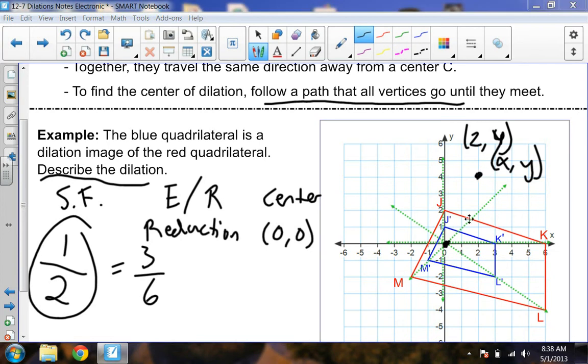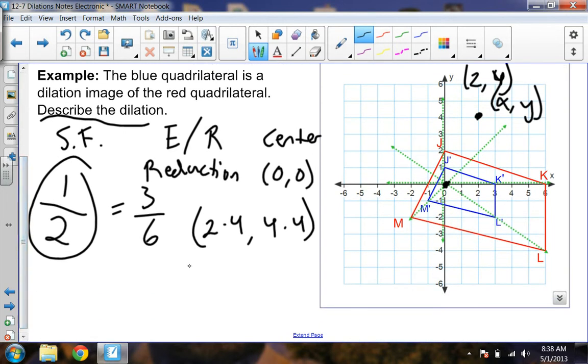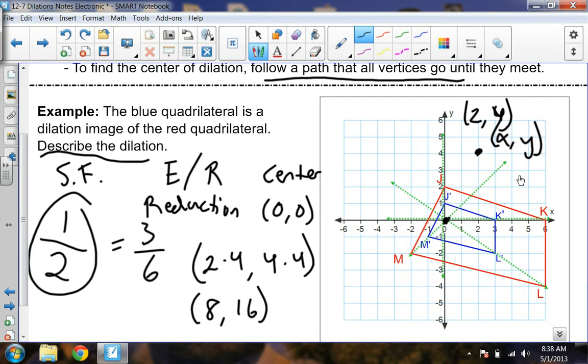Okay, so going back to this example again, if I'm at 2, 4 right here for my original point, and I want to increase this by a scale factor of 4, I'll multiply 2 times 4, and I'll multiply 4 times 4. So my transformed image, my enlarged point, I guess I should say, the distance from the center, is at 8, 16. Okay, so it would be somewhere over here, 8 and 16 way up there.